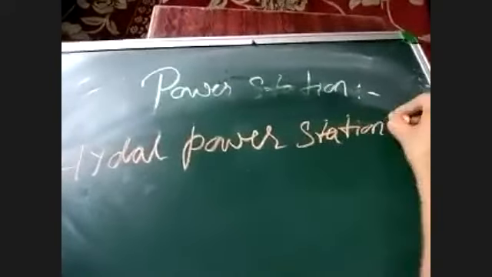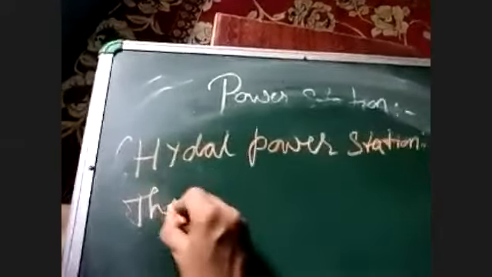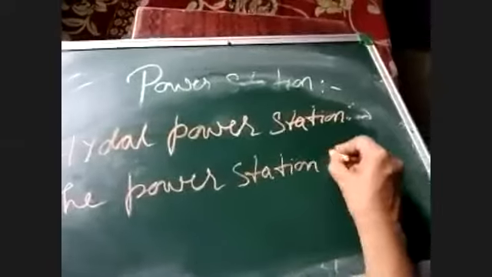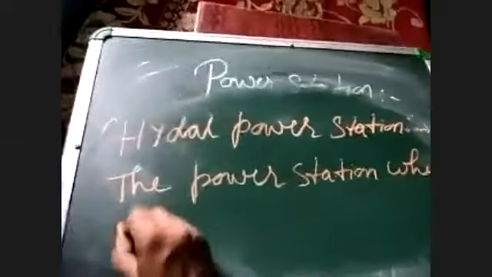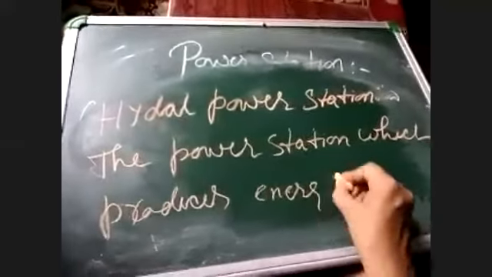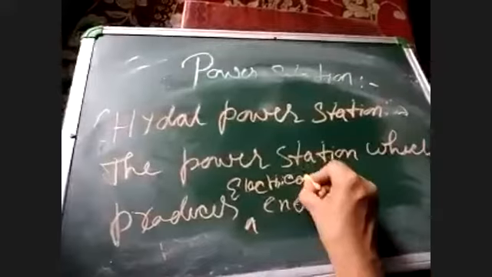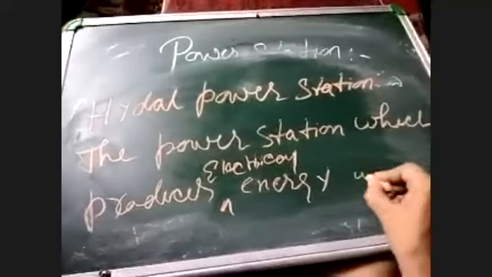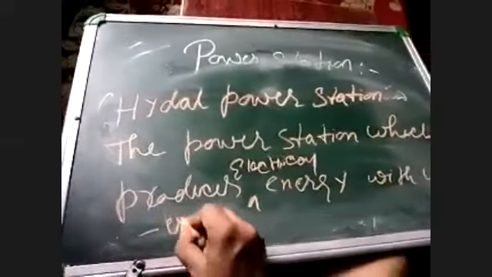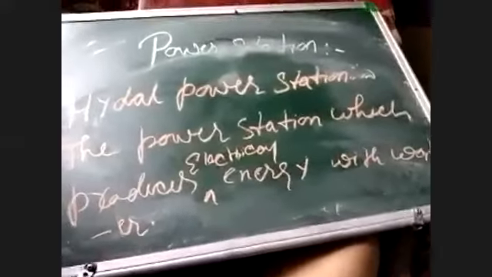The power station which produces energy, कौन सा एनर्जी? इलेक्ट्रिकल एनर्जी, which produces electrical energy with water, this is called हाइडल पावर स्टेशन, ठीक है। हाइडल पावर स्टेशन का मतलब क्या हो गया?